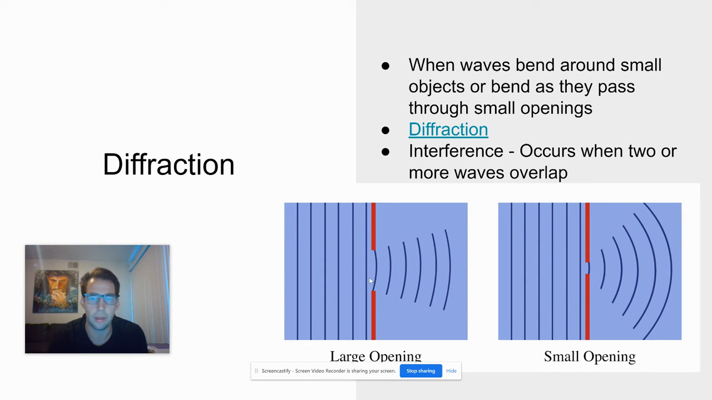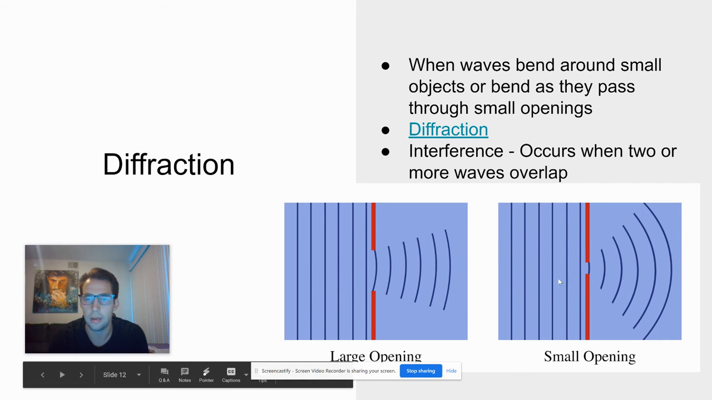If you close in the gap even more, to the point where the gap is the same size as the wavelength of the wave that's going through it, you're going to have a lot of bending here. So if I had a light that was coming through here, it would not just light up right here where it would be the size of the opening. It's going to light up this entire side, even though this part of the wave isn't getting through. So this is diffraction.